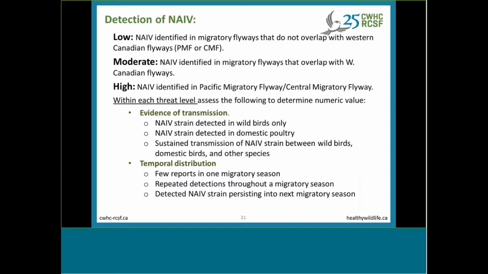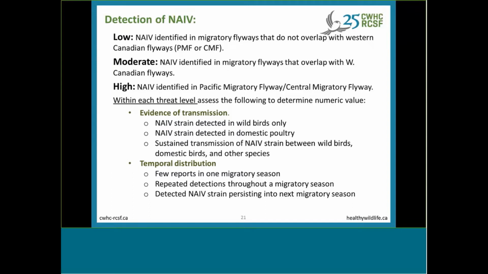So what we decided to do was to take the 3 elements within the category notifiable avian influenza virus detection and combine those into one element. The first division of that element would be their global distribution, so that the identification of the virus was more relevant to our study sites. Low was still identified in a flyway that doesn't overlap Western Canada, moderate in a flyway that does overlap with Western Canada, and high within Pacific or Central Migratory Flyway.